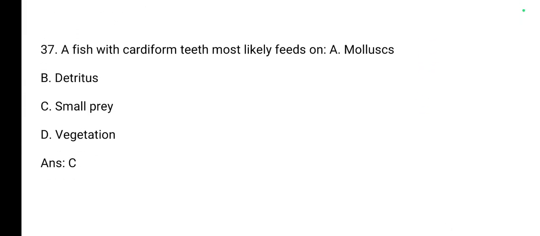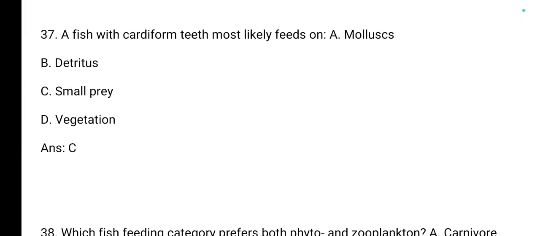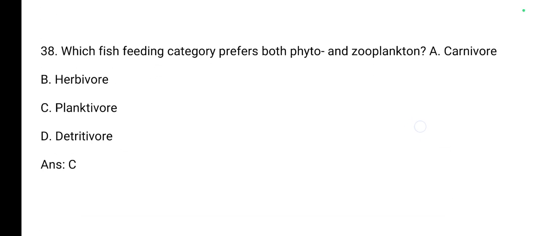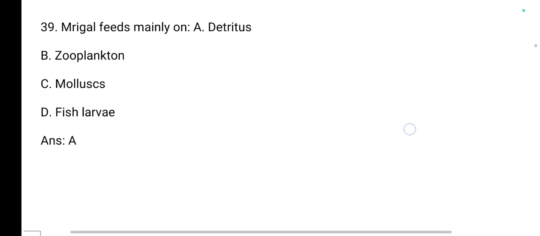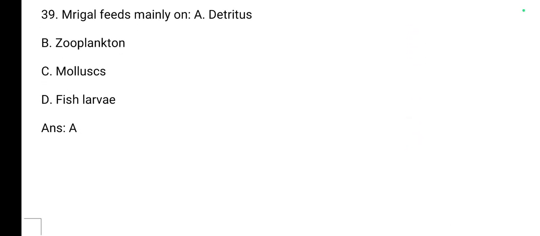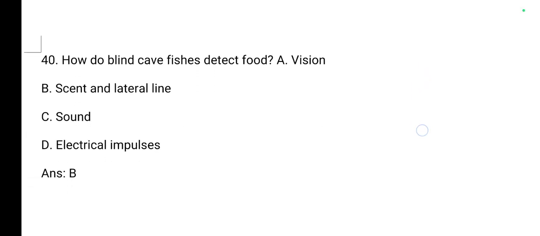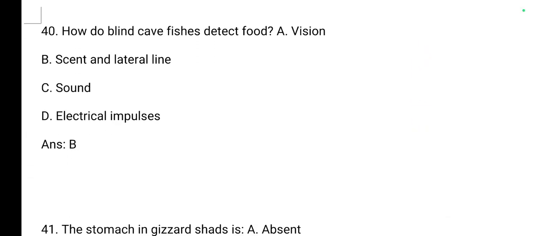A fish with cardiform teeth most likely feeds on, so it feeds on small prey. Which fish feeding category prefers both phyto and zooplankton? So it is planktivore. Mrigal feeds mainly on, so they feed mainly on detritus. How do blind cave fishes detect food? So it is by scent and lateral line.